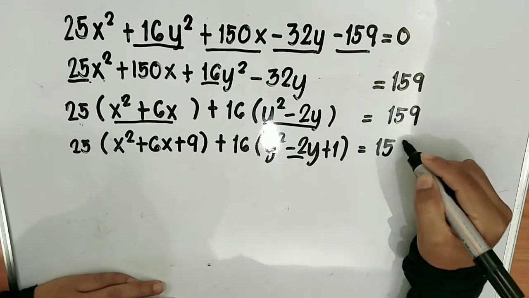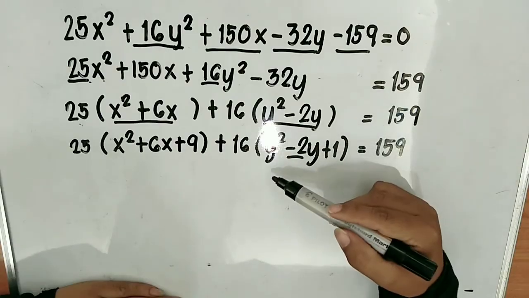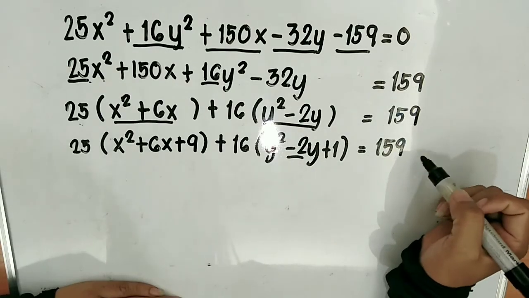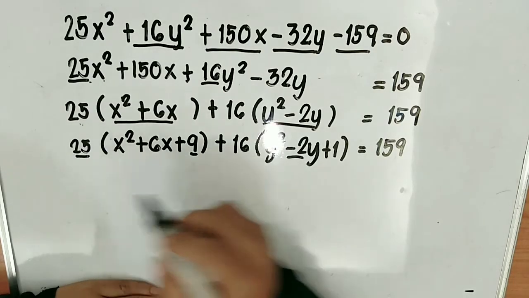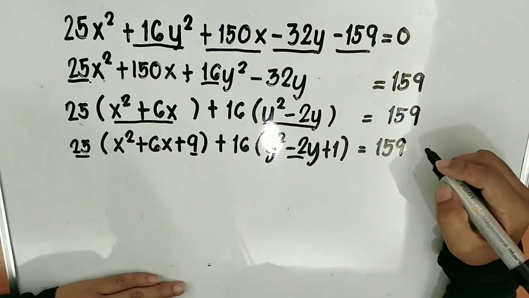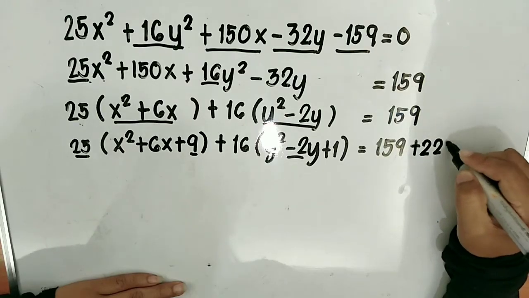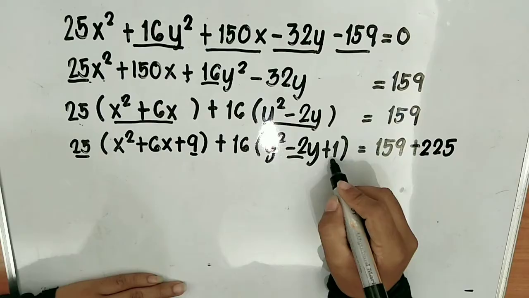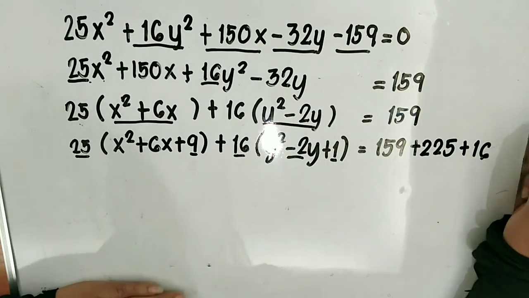Then 159. Then we will add also the values that we added on the left side of our equation to the right side. So we have here 9 times 25, the answer is 225. Again, we have 1 times 16. The answer is positive 16.